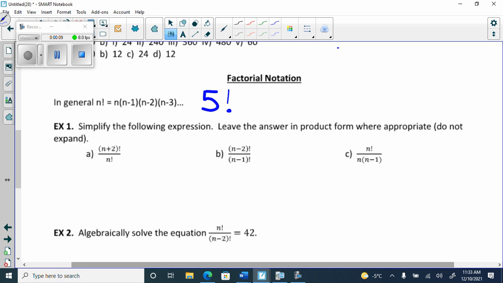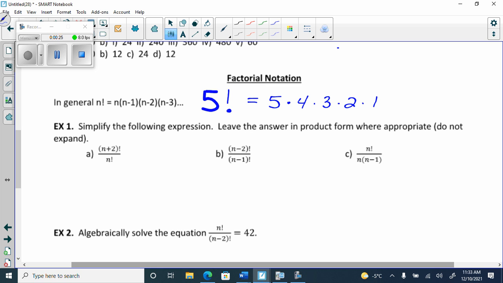We talked about the exclamation mark. What was the exclamation mark? It's like the decreasing rocket counting. So it'd be 5 times 4 times 3 times 2 times 1.